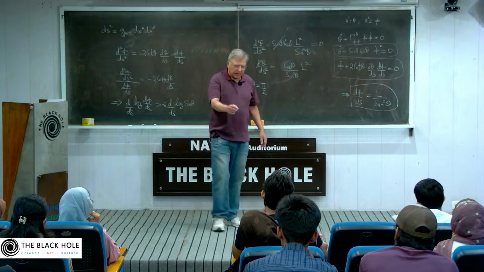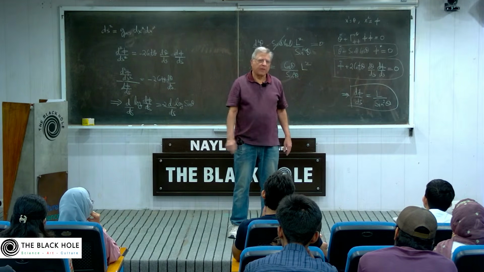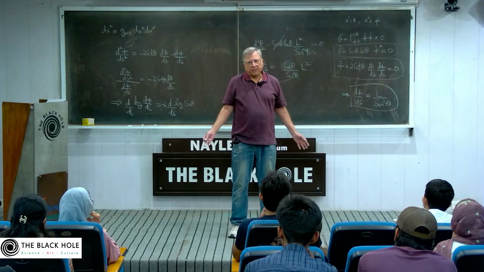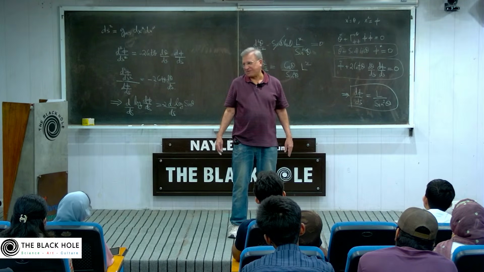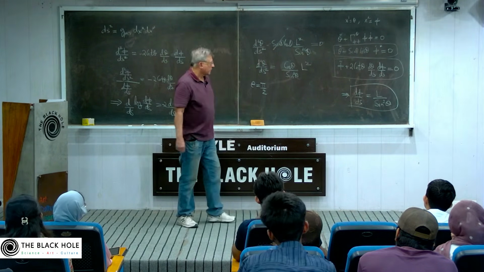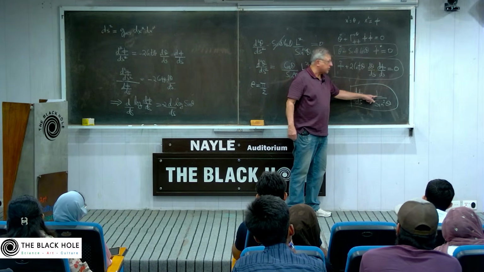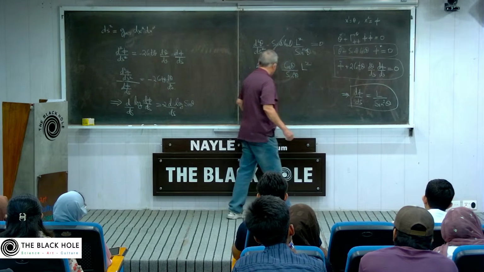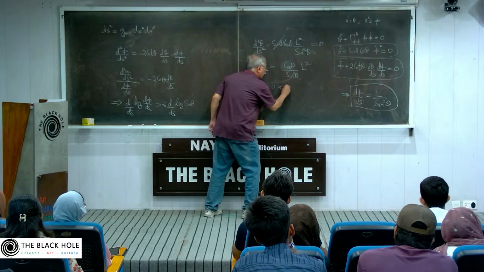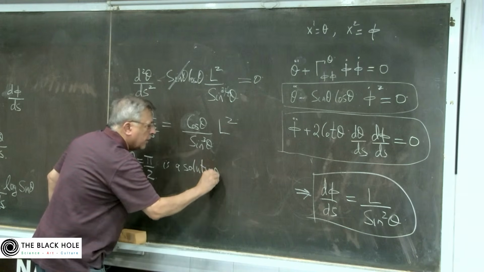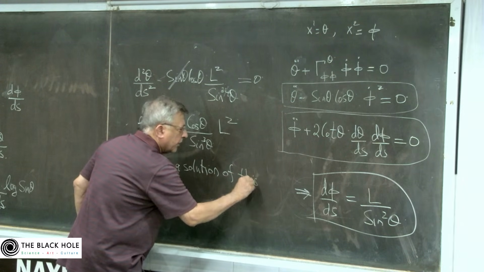Do you agree? If you start at theta equal to pi by 2 at s equal to 0, then it's always going to remain at pi by 2. Then in that case, d phi by ds will be a constant. So again, to underline, this is a solution of the above, of this.